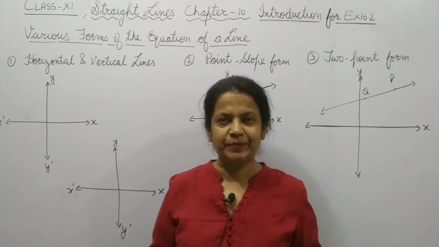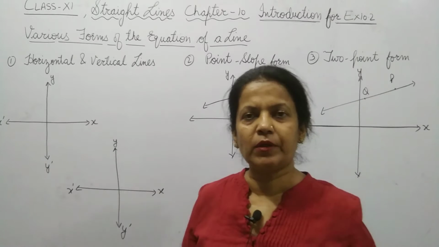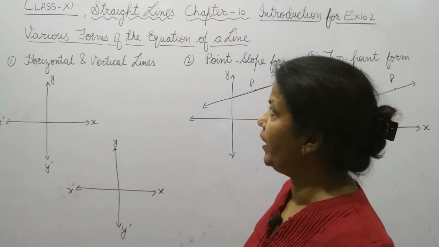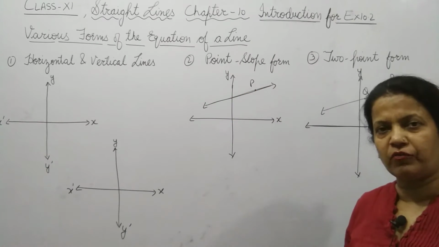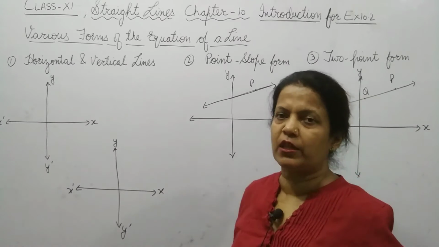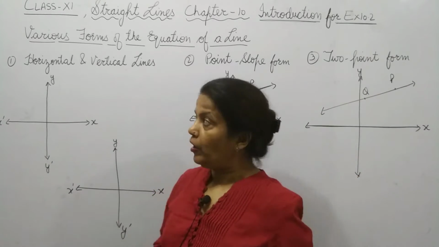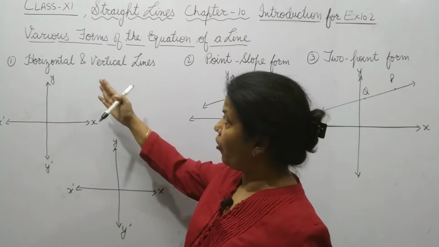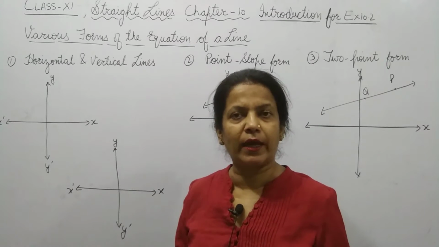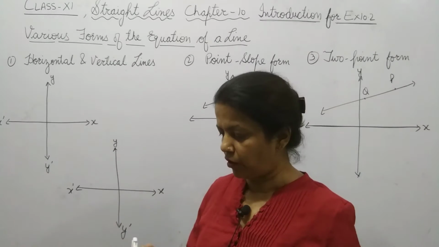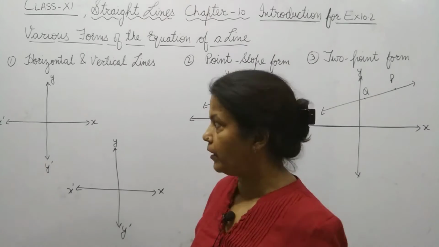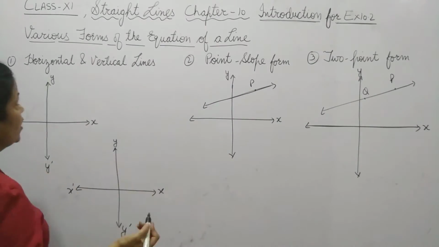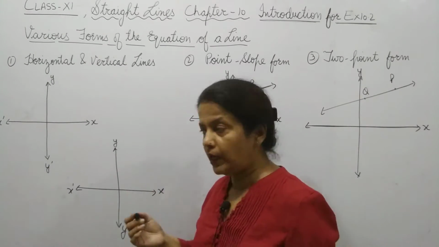Hello everyone. In today's class, we will talk about the different forms of equation of lines under various conditions. First condition, if horizontal and vertical lines are there. If a horizontal line or vertical line is given, then what will be the equation of a line?